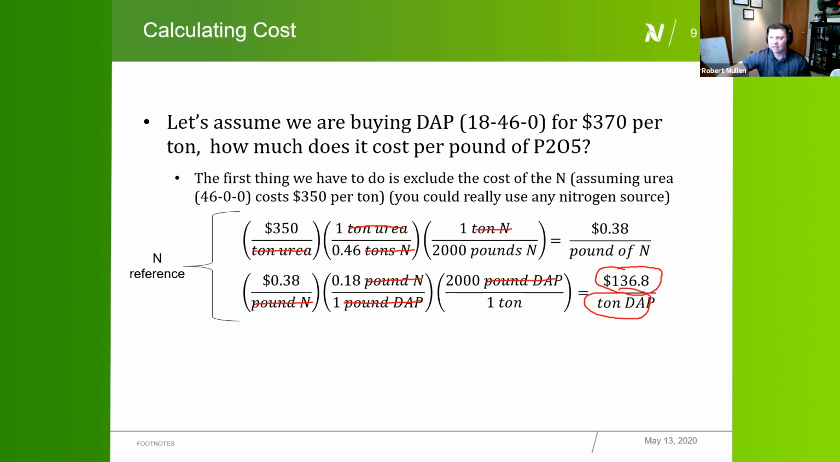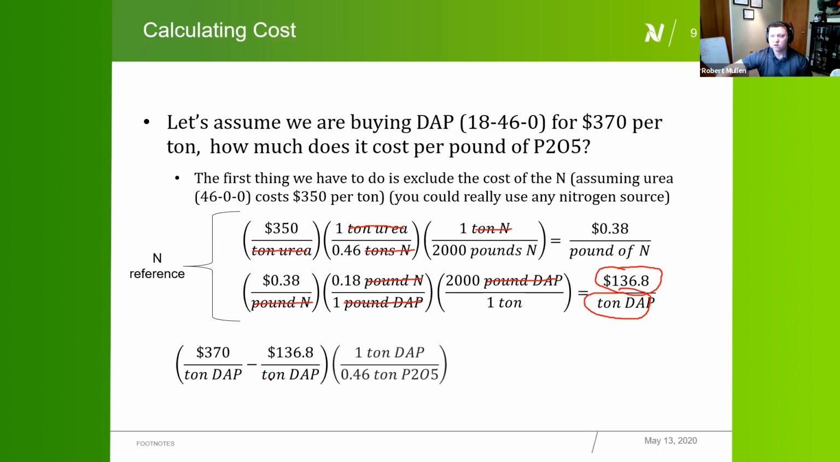So now I have to eliminate this from that 370 if I want to calculate the value of P2O5. So I've got 370 minus 136.8. Now, again, some mathematical convention. If I'm subtracting things that have similar units, the units don't disappear. Okay, so all I'm basically doing is subtracting 370 minus 136.8, but it's still on a dollars per ton of DAP basis. That's important in this calculation because I've seen people make a mistake where they assume the units are gone and then they forget the next step. So I'm still dollars over tons of DAP.